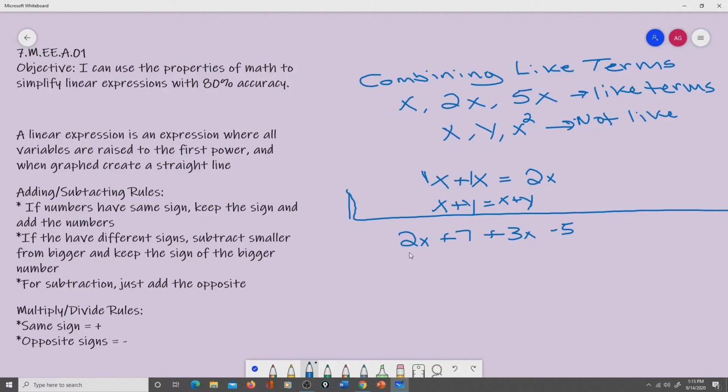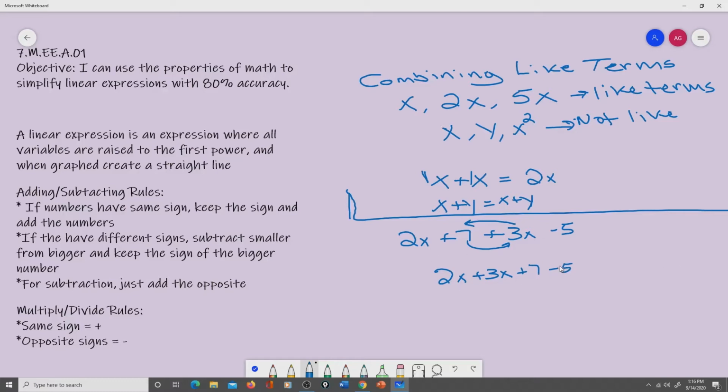So if I'm looking at this, I have x's and x's, and I've got constants and constants. So then I just want to move these around. So if I do that and I rewrite it, I get 2x plus 3x. Remember, the sign always goes with the term, plus 7 minus 5.